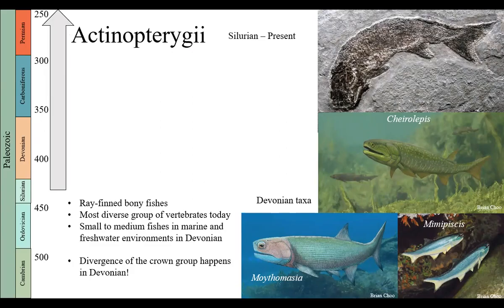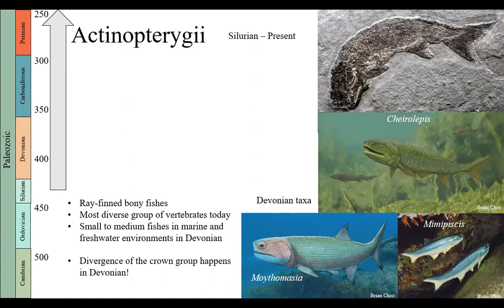These are our ray-finned bony fishes. I'm showing you art and one fossil of Devonian Actinopterygians. These are the most diverse single group of vertebrates today. There's over 30,000 species of Actinopterygians still alive right now. In the Devonian, they're not very big. They're round, they're small, they're in marine environments. There's a lot of them in freshwater environments, which is very interesting, especially if we know that they probably could breathe air if they wanted to, probably.